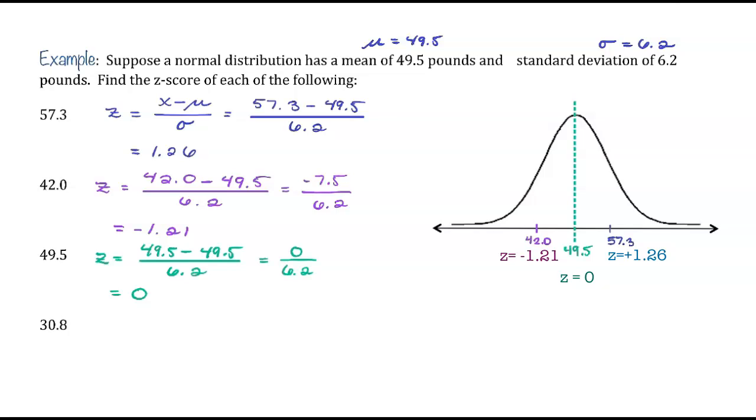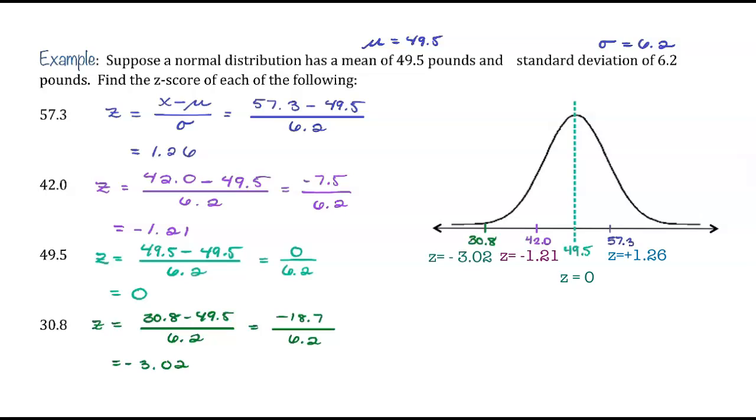Finally, let's calculate the z-score for 30.8. We'll have z equals 30.8 minus 49.5 divided by 6.2. 30.8 minus 49.5 is a negative number, negative 18.7. And dividing by 6.2, we have a z-score of negative 3.02. 30.8 is more than 3 standard deviations below the mean.